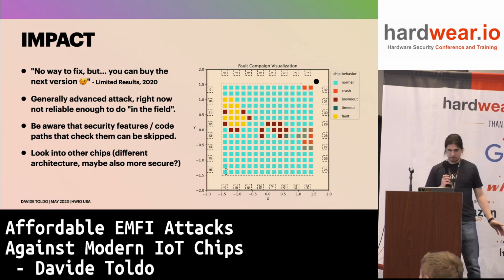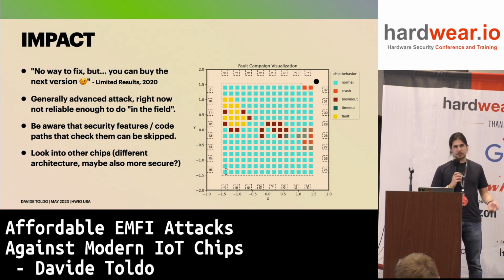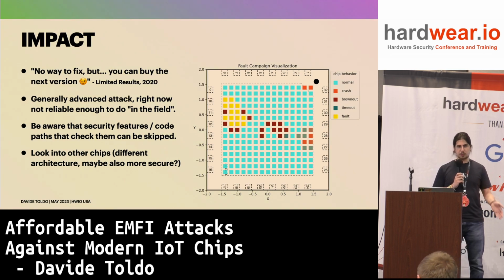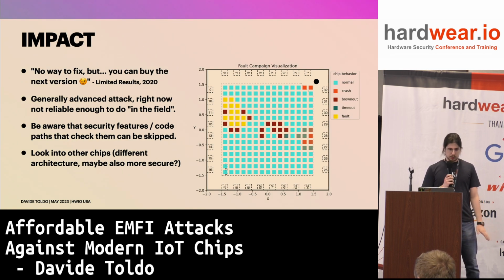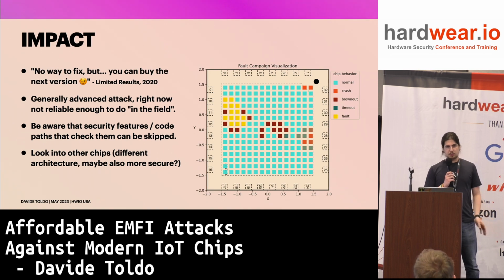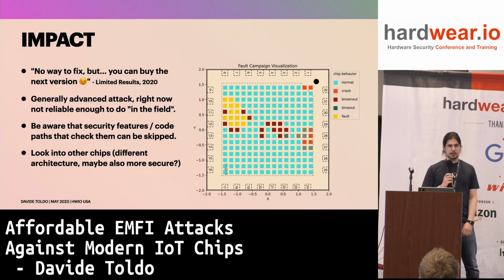But you should be aware that it is possible to skip security features, skip code paths, even if your code is perfectly fine. You might want to look into other chips if you know that your chip is vulnerable. The other chips may be more secure against it. Maybe different architectures would be better, maybe faster, maybe more cores. It just makes it a bit harder to get it done.